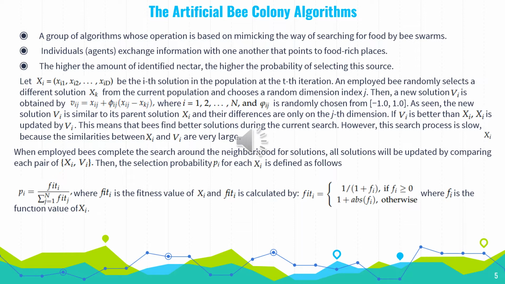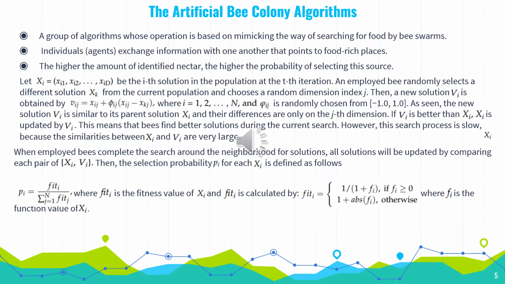As seen, the new solution vi is similar to the parent solution xi, and the differences are only in the j dimension. If vi is better than xi, xi is updated by vi. This means that bees find better solutions during the current search. However, this search process is slow because the similarities between xi and vi are very large.